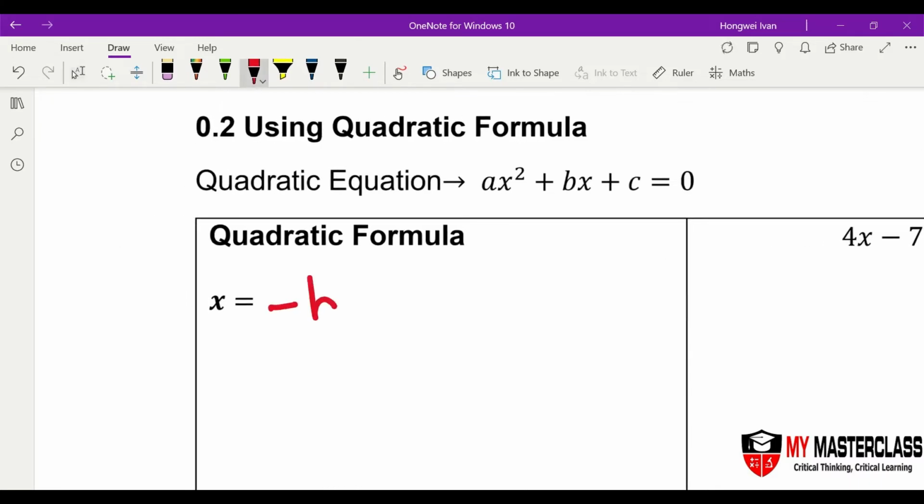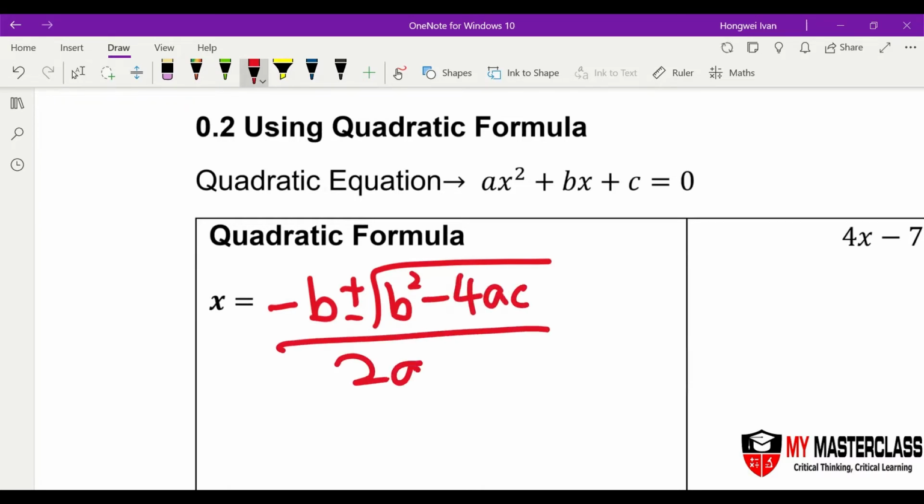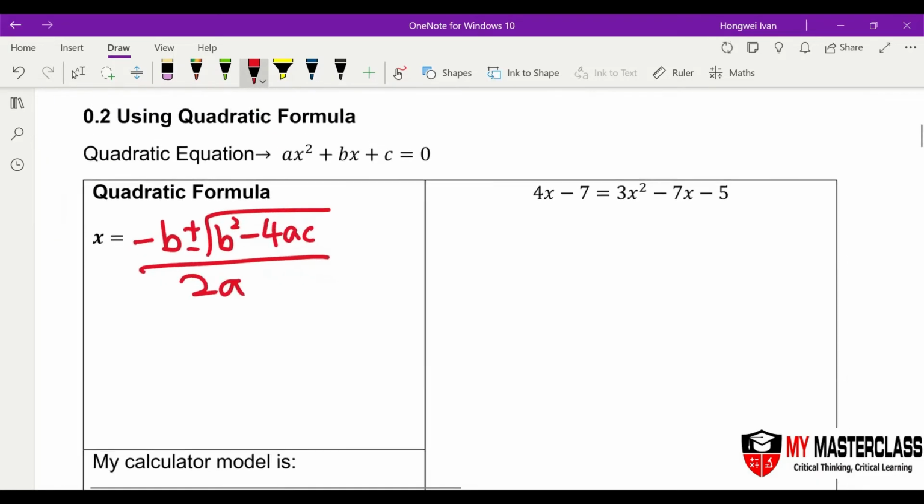Okay, negative b plus minus square root. Kevin, what's inside? b square minus 4ac. Very good. b square minus 4ac, and this is not given. Over 2a. Okay, algebraic basics that you have to know.